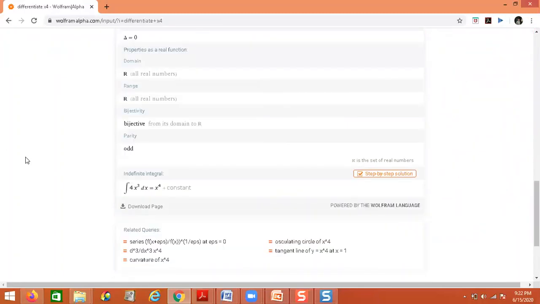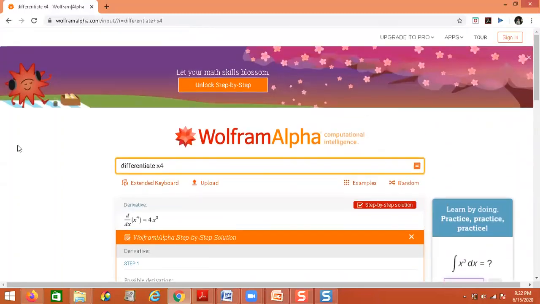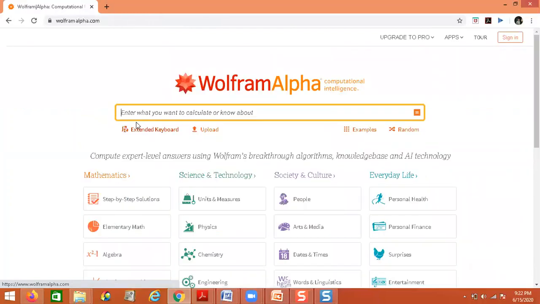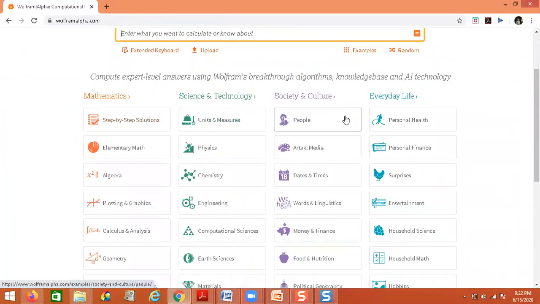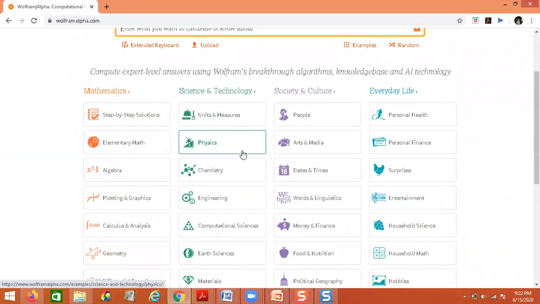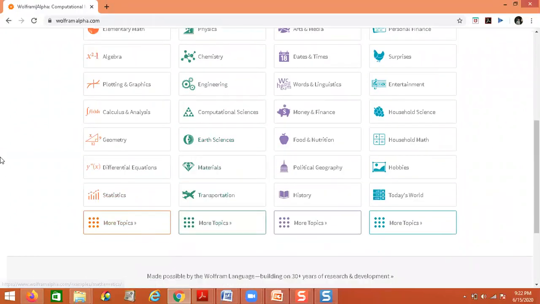And this particular Wolfram Alpha, let me go to the home page again. So we have a number of helpful scenarios which you can query, explore and understand.